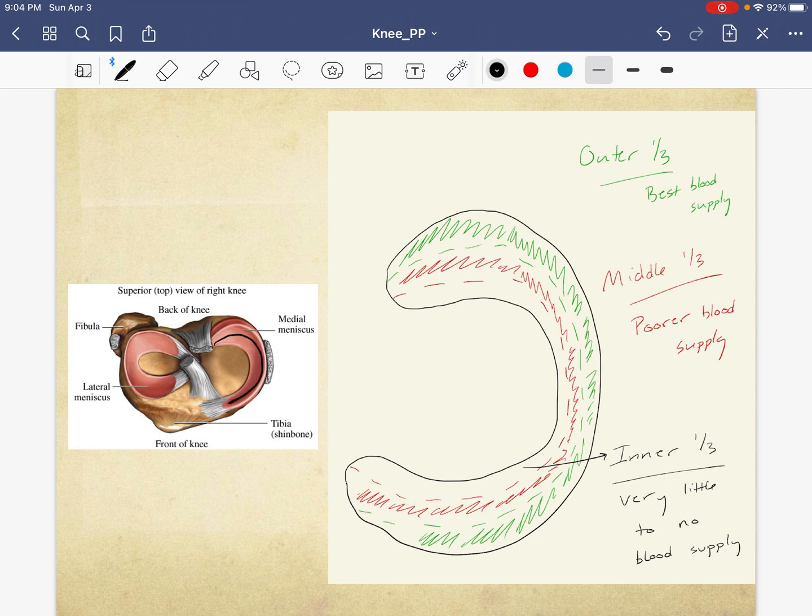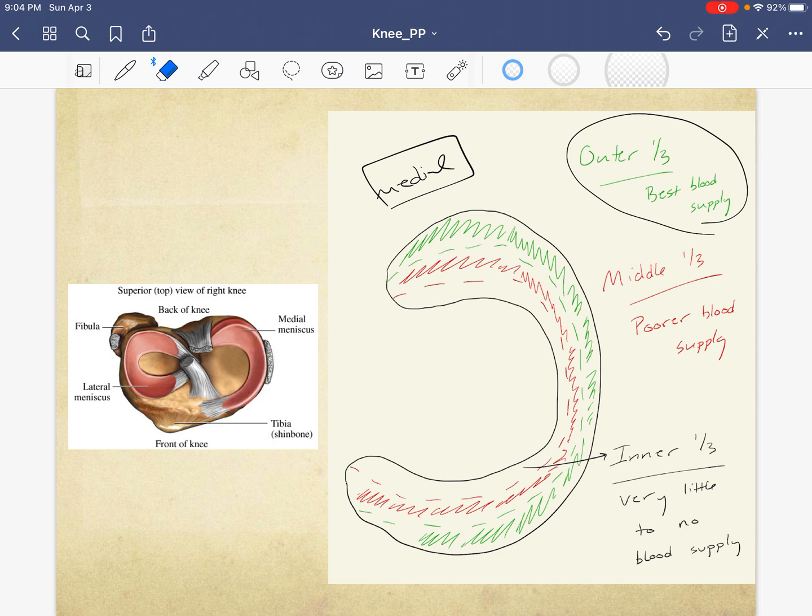Imagine here we have the medial meniscus. This is also the medial meniscus. It's kind of forming a C shape, isn't it? Medial meniscus: the outer third has the best blood supply. What I've shaded in green, and I alluded to it over here, is that if you have damage to the outer portion, your chances of healing are much better. That outer ridge is going to be the closest to blood supply and the best chance of healing.